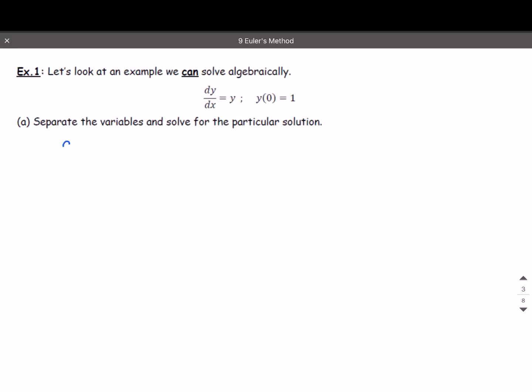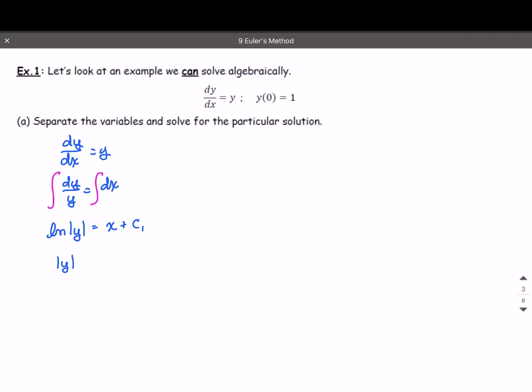So we know that if we have this dy dx equals y, we can separate the variables and have dy over y equals dx. Next, we integrate both sides, and the antiderivative of 1 over y is the natural log of the absolute value of y. Antiderivative of dx is x plus a constant, which I'm going to call c1. Now I'm going to change from log form to the exponential form, so the absolute value of y equals e to the x plus c sub 1.